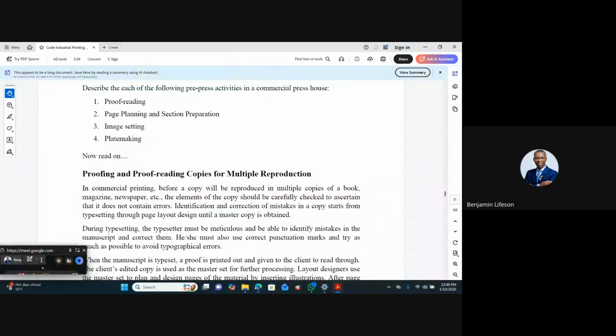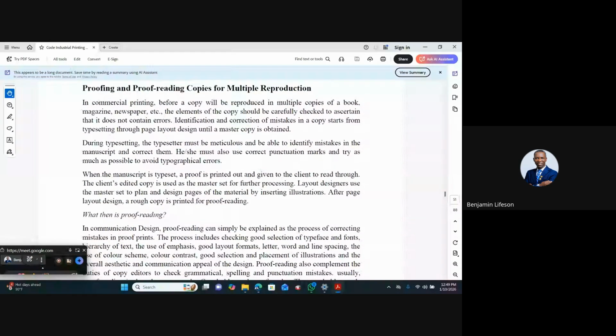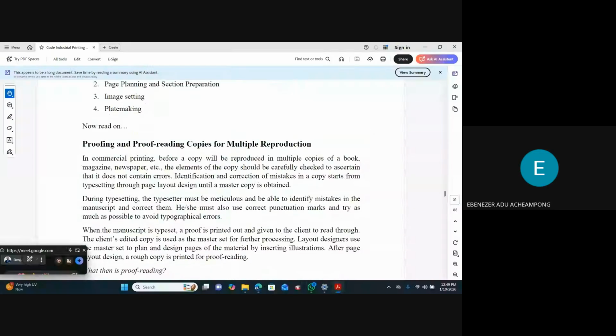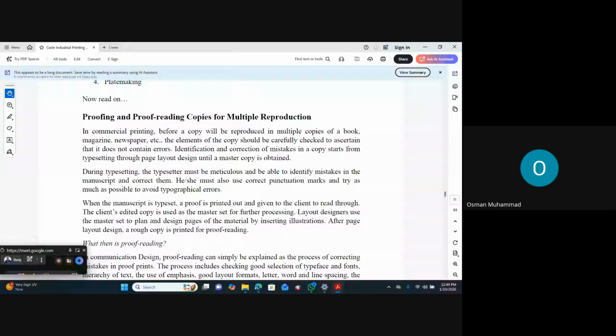Different person should read. Yes, sir. Okay, I'm reading. Okay, Osman, go. Who is reading for us? Osman is reading. Osman, let's go.